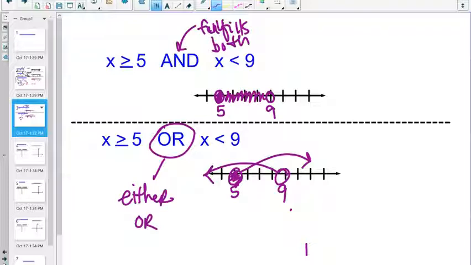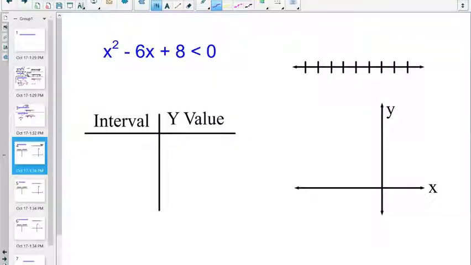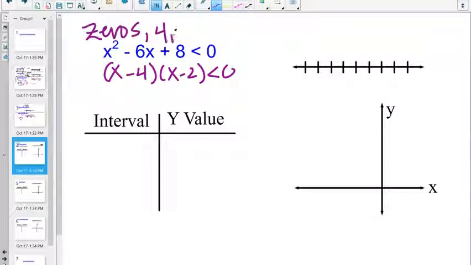either or. All right, so here's where we get into when things get a little more tricky and we're talking about quadratics. So first thing I'm going to do actually is I'm going to factor this. So I'm looking at factors of 8 that add to negative 6. So x minus 4 and x minus 2 less than 0. And so that less than means I'm going to use open circles. And I always think, what are my zeros? My zeros in this case are 4 and 2.